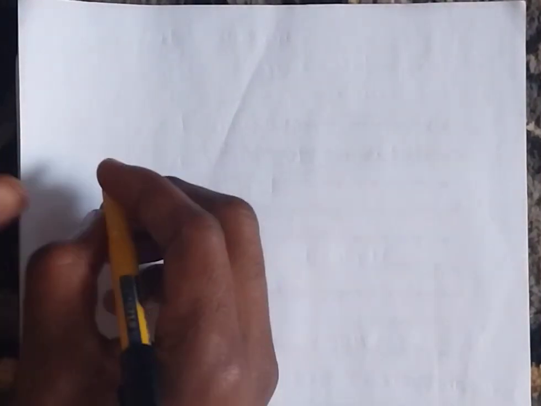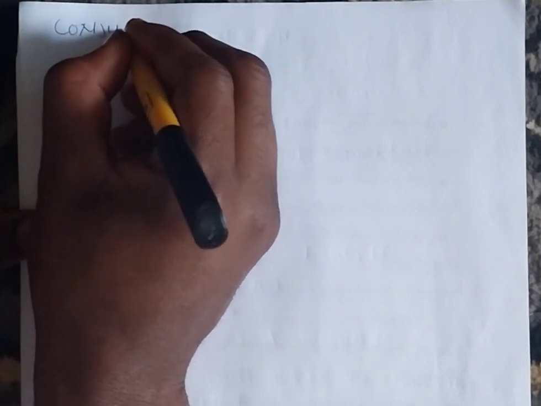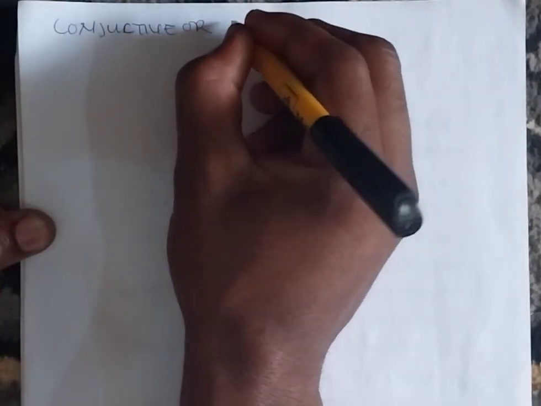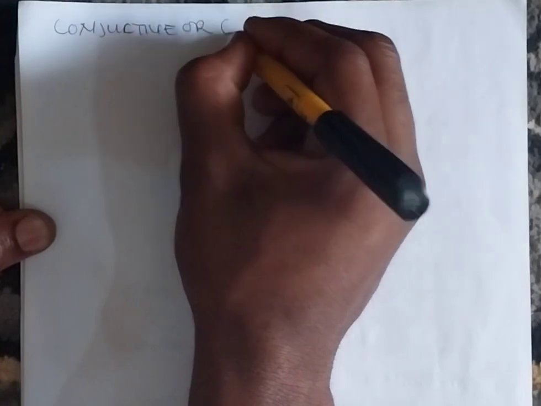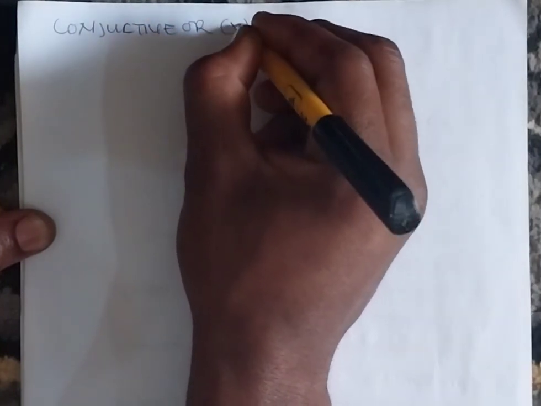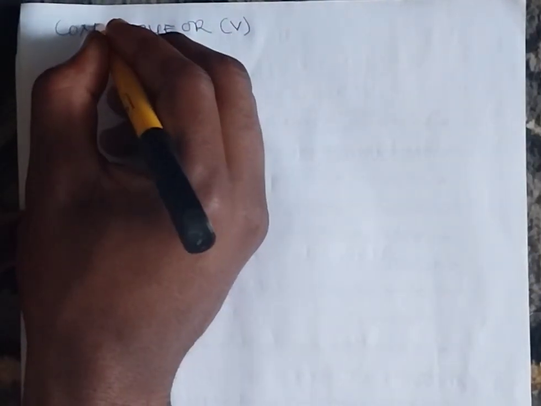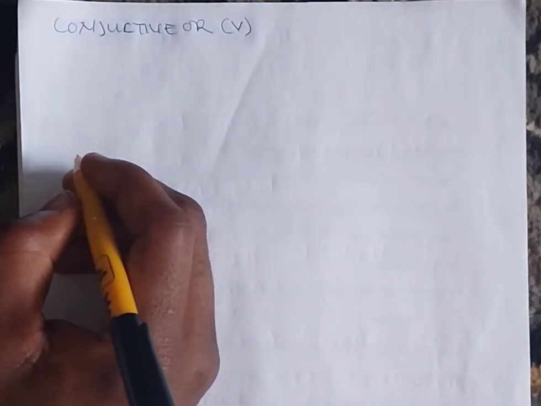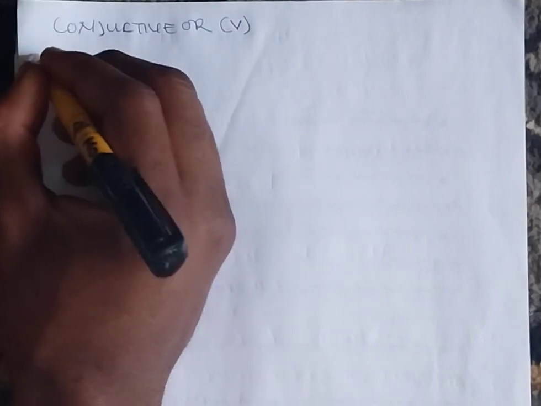In this video, we're going to go over the conjunctive or, represented by the symbol. We're going to take the definition.